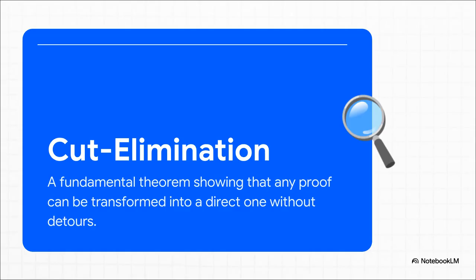Now, the crown jewel of all of Gentzen's work was something called the cut-elimination theorem. This was his masterstroke. What it proves basically is that any logical argument, no matter how ridiculously complex or roundabout it is, can be systematically boiled down to its most direct form. It strips away all the unnecessary detours or intermediate steps, what proof theorists call cuts.